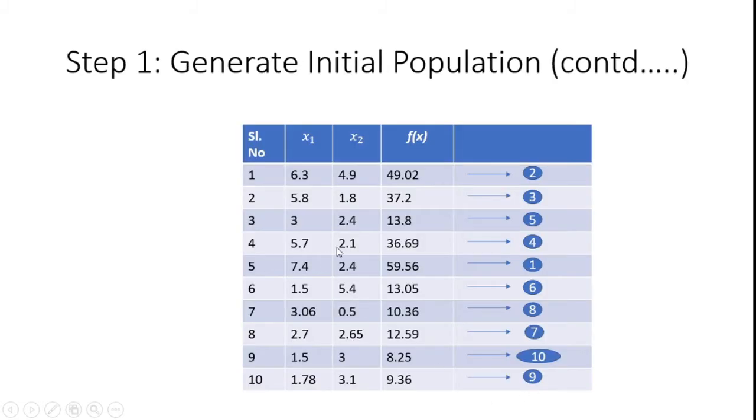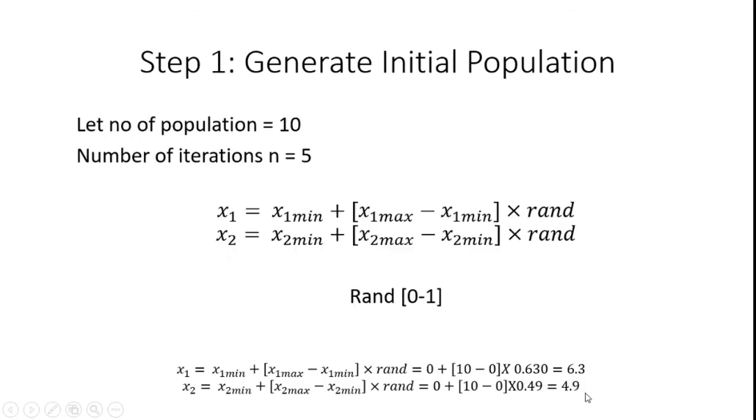Then in step 1, I continue generating the initial population as a tabular column. I produce a table based on the population size 10, with 10 x1 and x2 combination values. Here you see I arranged 10 populations, 1 to 10, and I substitute into the population generation equation. From that formula I get the initial points x1 and x2 as 6.3 and 4.9.